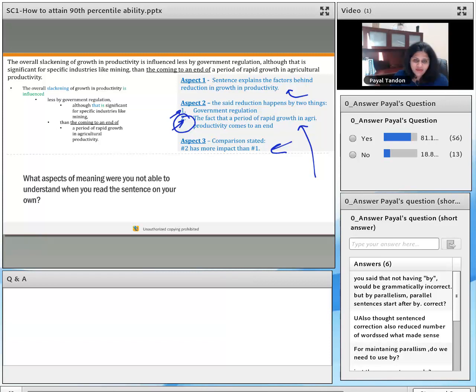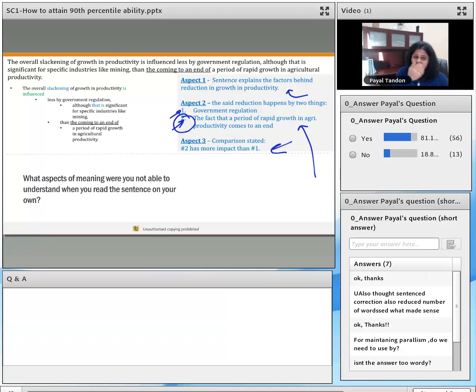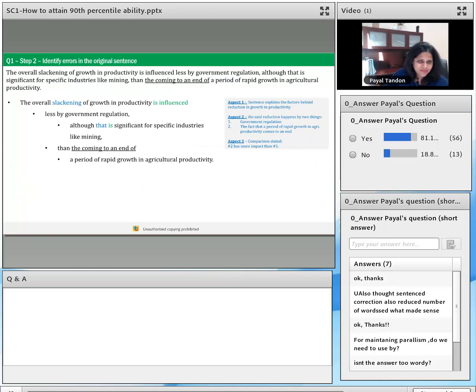You said that not having "by" would be grammatically incorrect, but by parallelism, parallel sentences start after "by," correct? I'm not sure what you mean by that. You need to have "by" because it's "less by than by." You need to have "by" there. Yes, for maintaining parallelism, we need to use "by." Also, I thought sentence correction also reduced the number of words, what made sense? No, again, what makes sense? I'll get to the answer choices there. Yes, let me get to the answer choices.